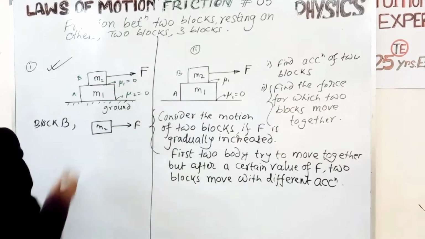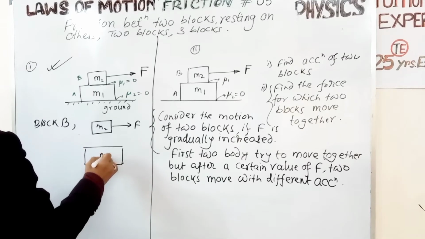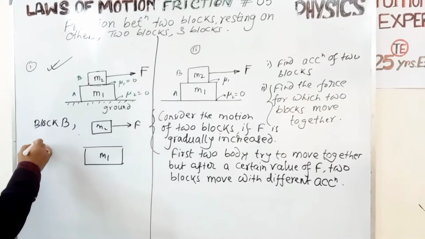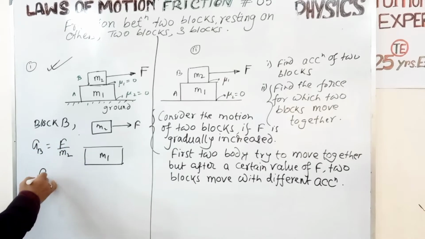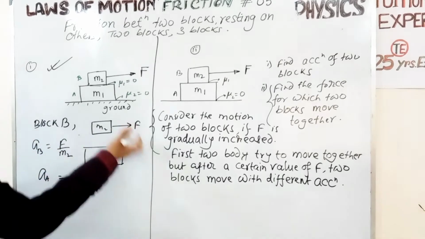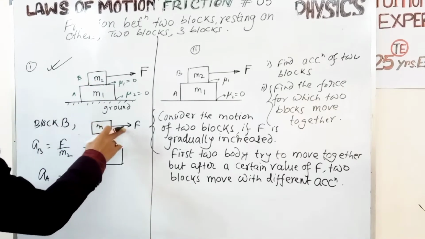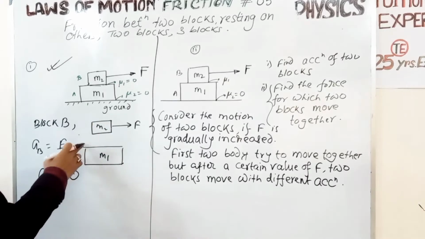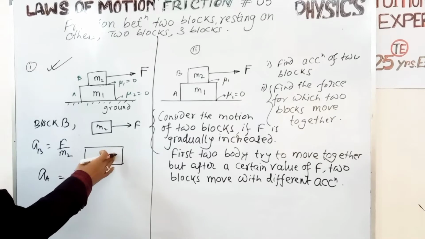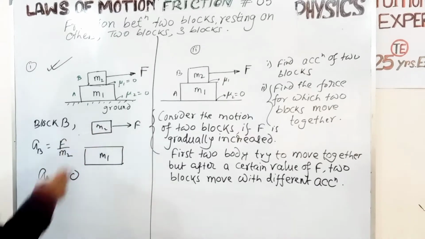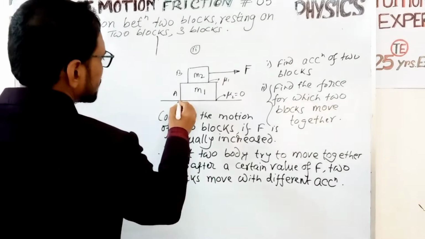Now as there is no friction, no friction is present. On m1 no force is applied, so the acceleration of block B, aB, will be force by mass, F by m2, and the acceleration of A will be 0. Understand this? As there is no friction, only force F is applied on m2, no external force, and no friction force acts on block m1. So m1 will not move, and the acceleration of block B will be force by mass. Simple concept.